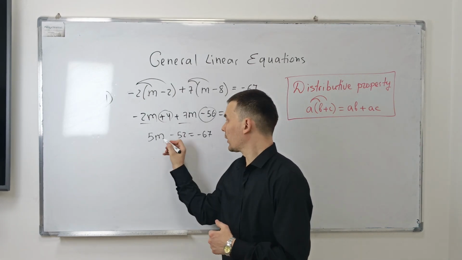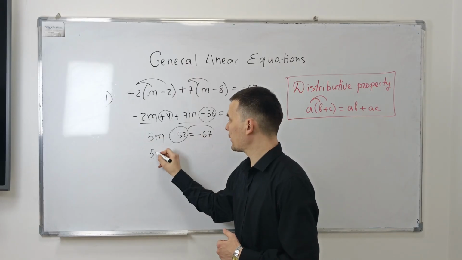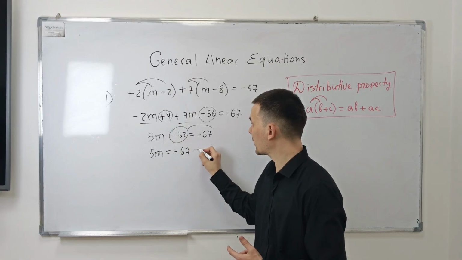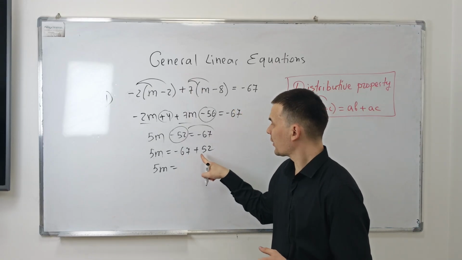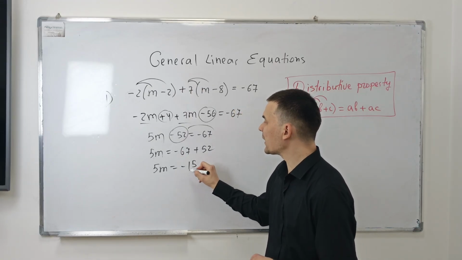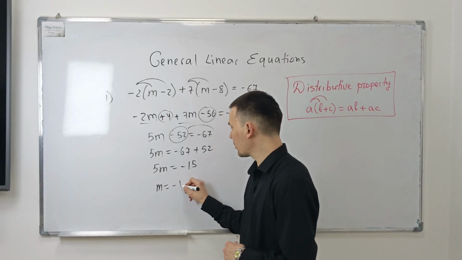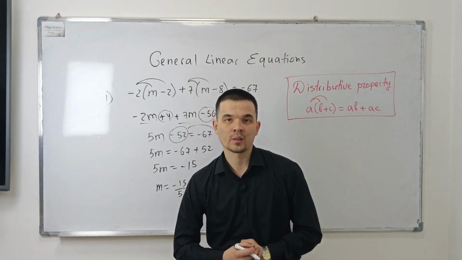As I told you, not multiplication but subtraction or addition should be sent to the right side, leaving you with 5m, and minus 52 should swap its sign to the plus side. So your final answer is minus 67 plus 52, which is minus 15, and multiplication should be division as I told you. So minus 15 divided by 5 will give us the final answer, minus 3.